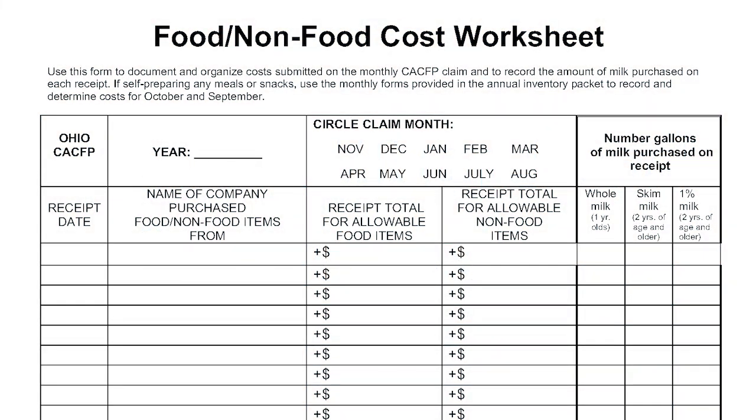Once a receipt is broken down, it's entered onto the food non-food cost worksheet. Enter the date of 7/1/22. The vendor is Kroger. In the allowable food items column, enter $27.43. Next, in the allowable non-food items, enter 0 or leave it blank. Finally, enter the milk quantities. Gallons of whole milk is 2, and gallons of 1% skim is 4.